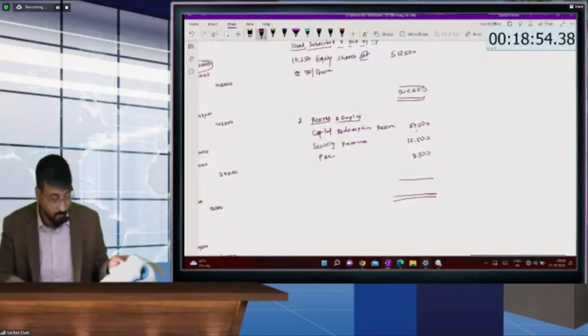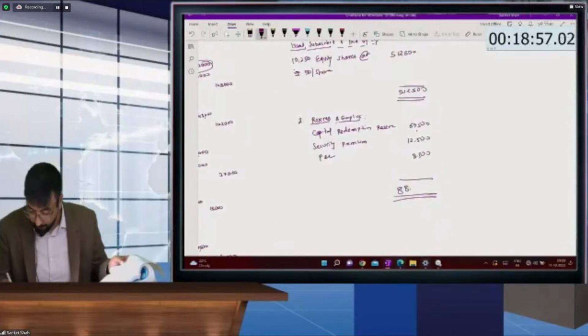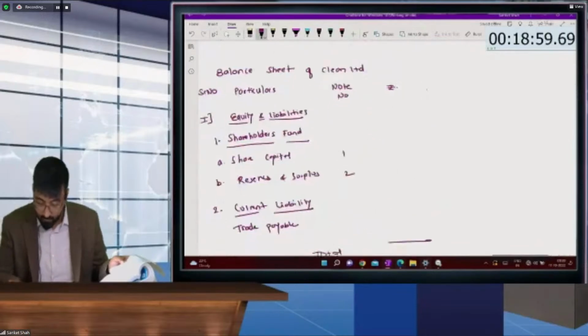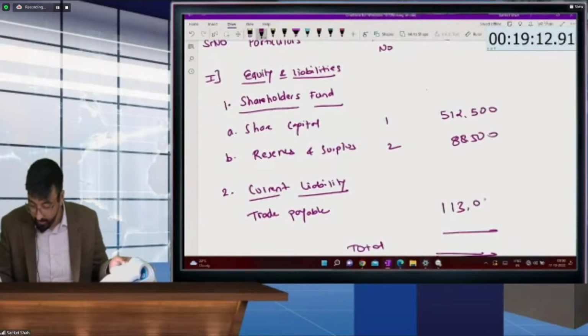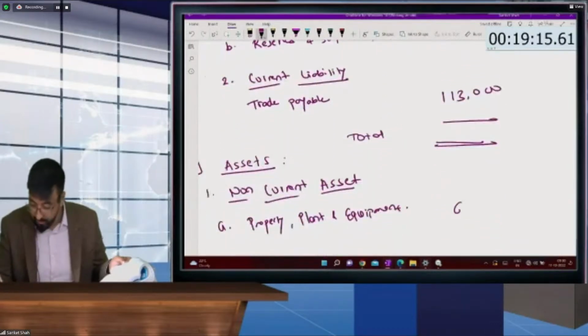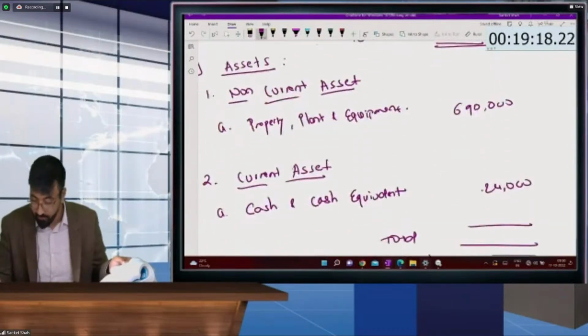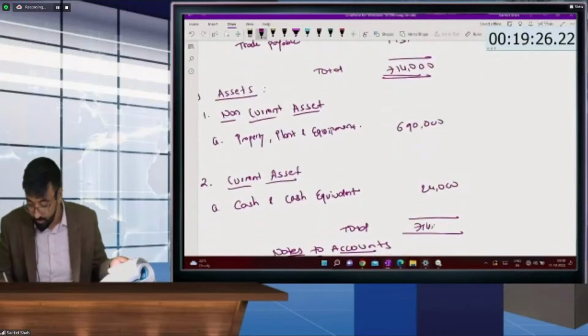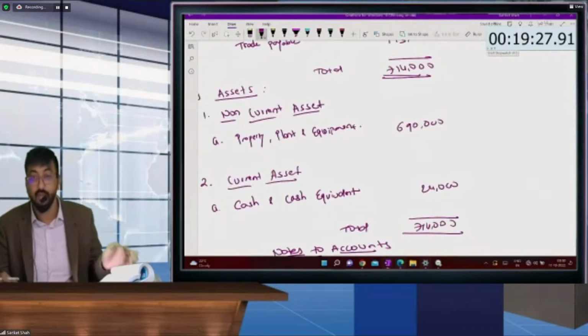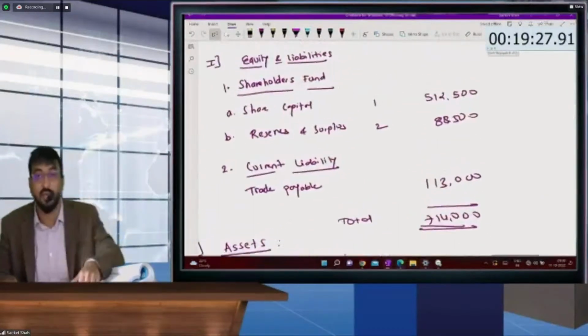Total 88,500. Share capital, beta, 5,12,500. Then 88,500 is reserves and surplus. Trade payable as it is 1,13,000. 690 is property, plant and equipment. And cash equivalent 24,000. You already tallied it on the question. 7,14,000. 7,14,000. Total time taken by me after explanation is 7,14,000.